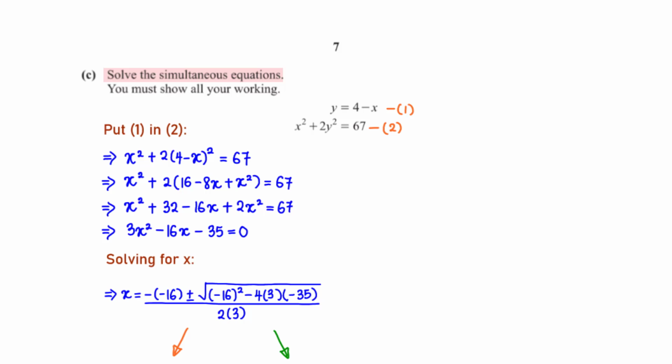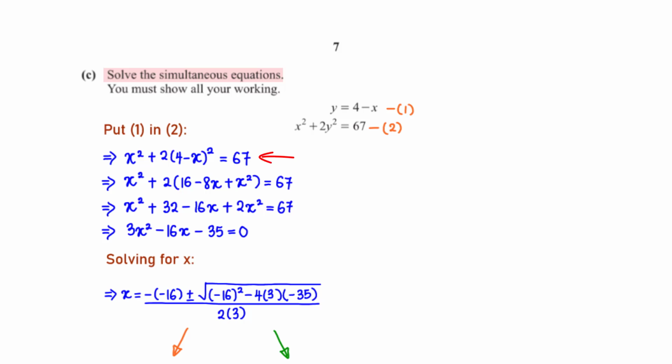Solve the simultaneous equations. You must show all your working. First, let's label the given equations as equation 1 and equation 2. From equation 1, we have y equals 4 minus x. When we substitute y equals 4 minus x into equation 2, this is what we get.